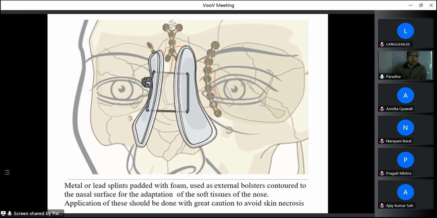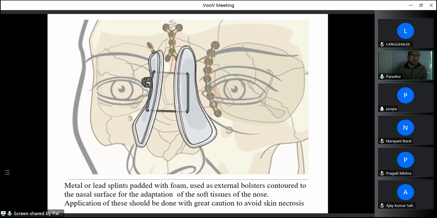Usually we prefer a thermoplastic splint. Whenever you put it in hot water, it will become soft, so you can bend it into the shape of a nose. You have to apply it over the nasal bridge, then tie it with a 4-0 or 5-0 Prolene suture. You have to keep it in place for a few weeks. Once the soft tissue is healed, you can remove this thermoplastic splint.